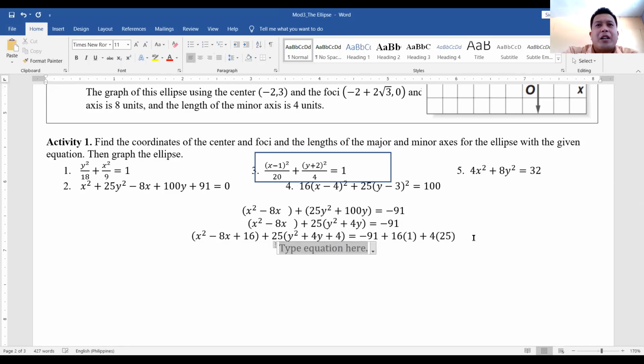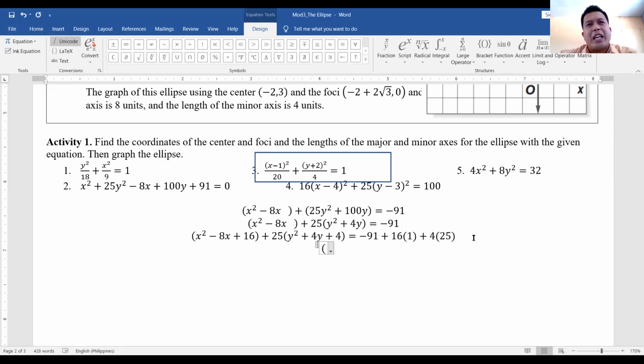So we have now the expression x squared minus 8x plus 16, a perfect trinomial square. We can factor it as x minus 4 squared plus 25, and then factor out the perfect trinomial square as well. So we have y plus 2 squared equals negative 91 plus 16 minus 25, plus 4 times 25. Allow me to use a calculator, class. So we have 100 minus 91 plus 16. The answer is 25.